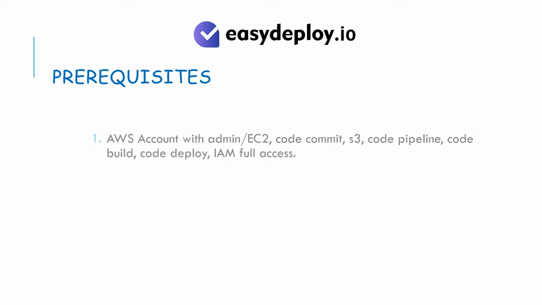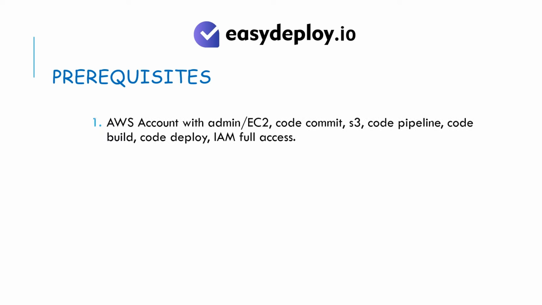Prerequisites: an AWS account with admin access, or EC2, CodeCommit, S3, CodePipeline, CodeBuild, CodeDeploy, and IAM full access, a basic understanding of AWS, and the MobaXterm tool.